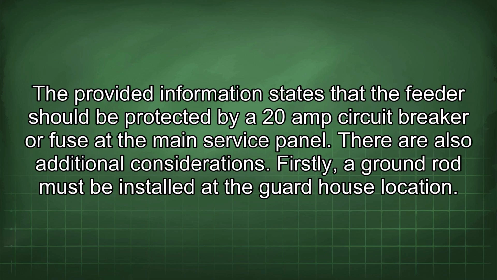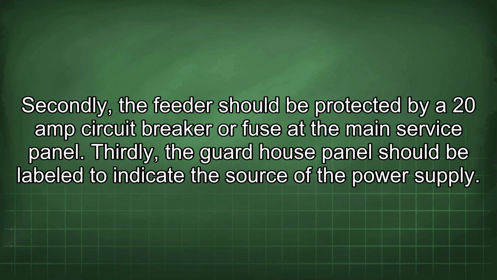The provided information states that the feeder should be protected by a 20 amp circuit breaker or fuse at the main service panel. There are also additional considerations. Firstly, a ground rod must be installed at the guardhouse location. Secondly, the feeder should be protected by a 20 amp circuit breaker or fuse at the main service panel. Thirdly, the guardhouse panel should be labeled to indicate the source of the power supply.